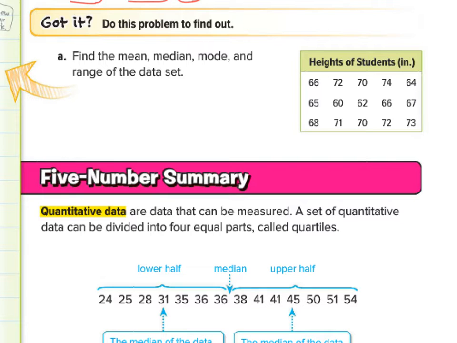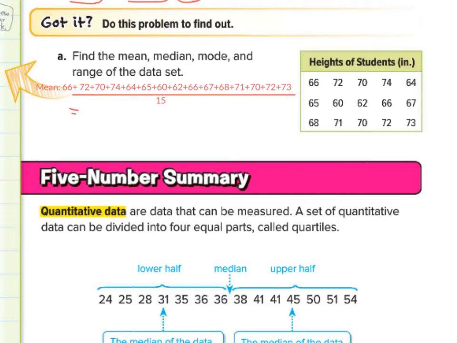We have the data here on the right, and we have to find the mean, median, mode, and the range. So let's start with the mean. We first find the sum of all 15 values, and we divide them by 15. So our next line will look like this.